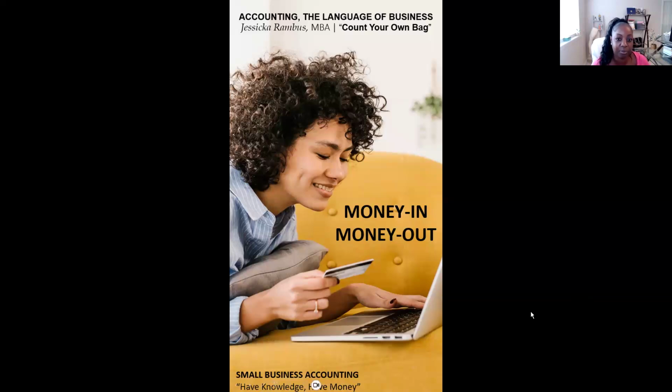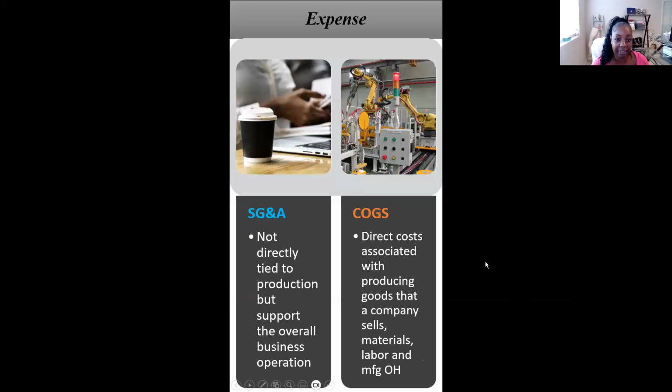So again, when we talk about SG&A, right, or different expense classifications, I'm talking about these two primary ones because of this cost of goods sold that shows up in the chart of accounts. This is actually before your gross profit. But nonetheless, let's start off with SG&A. That stands for selling, general, and administrative expenses. These are not directly tied to production of a business, but they support the overall business operation.